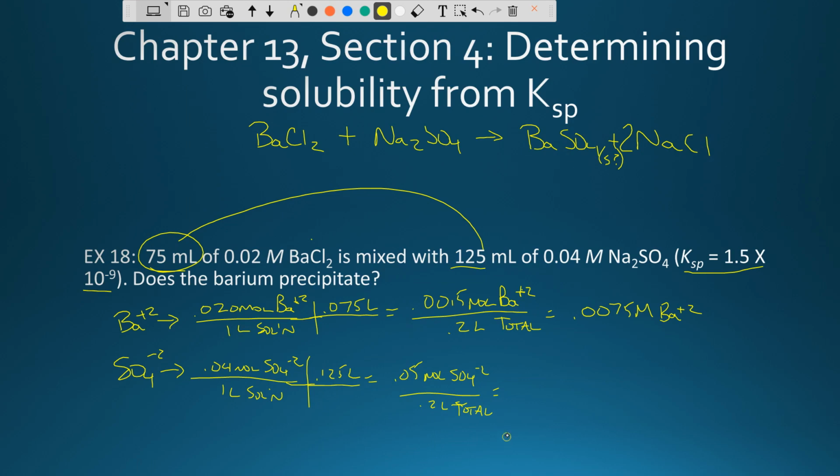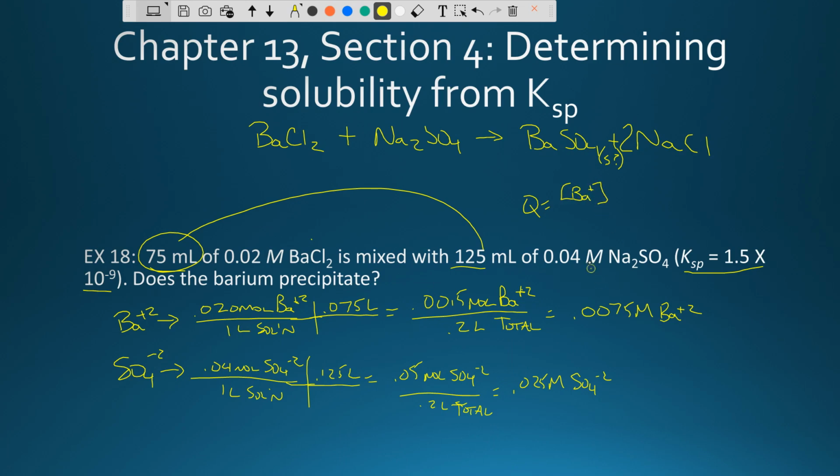So what's the concentration? That ends up being 0.025 molar, and that's of my sulfate. So now I can plug in for my Q value. Let's see what ends up happening. And remember, I'm looking to see: is my Q going to be more or is my K going to be more? I see that my Q is going to be a function of my barium.